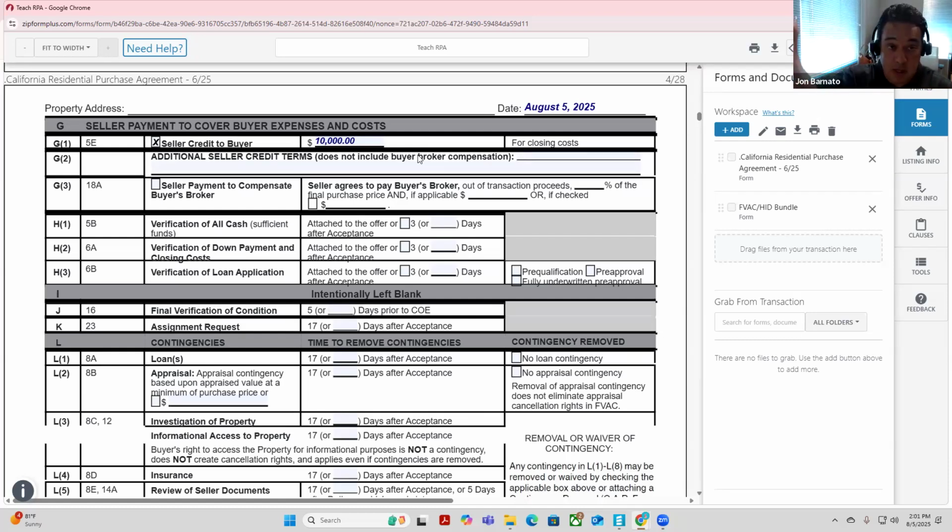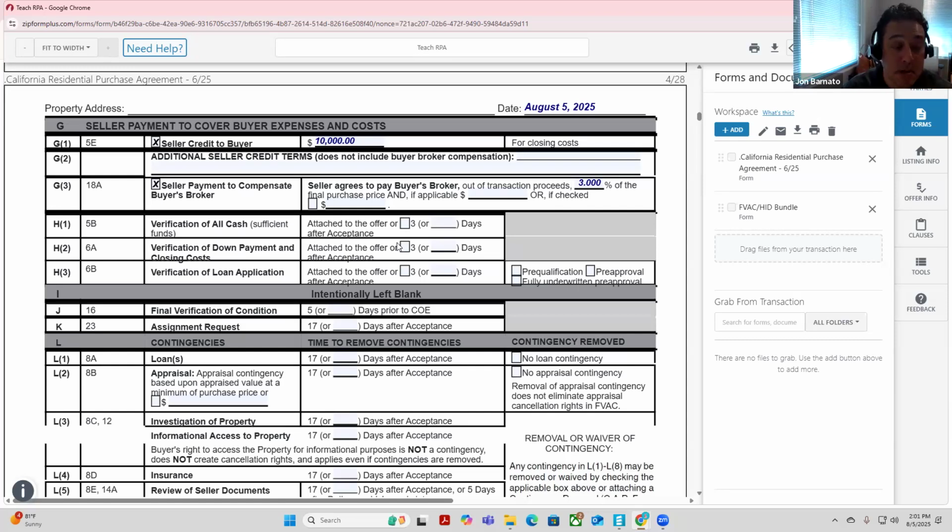Understand? Not your compensation. The next level is your compensation, and you should always be checking this. Seller payment to compensate buyer broker, and this is where you ask for the commission amount. You know, I want 2.5%. I want 3%. Now, this is negotiable in the contract.